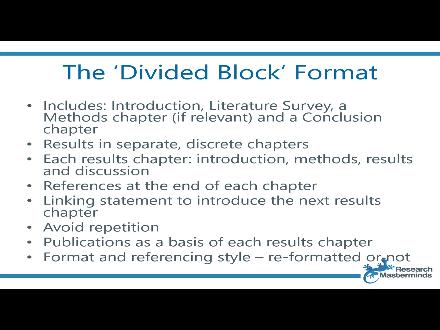Indicate the status of the paper clearly at the start of each results chapter. In other words, to be submitted, under review, in press, published. Use a consistent format and referencing style throughout the entire document, or format each paper based on the journal guidelines, or you can insert the PDF if the paper is published. Discuss this issue with your supervisor and decide on the best way forward. If a different format for each chapter is going to be used, then state this at the start of each chapter.